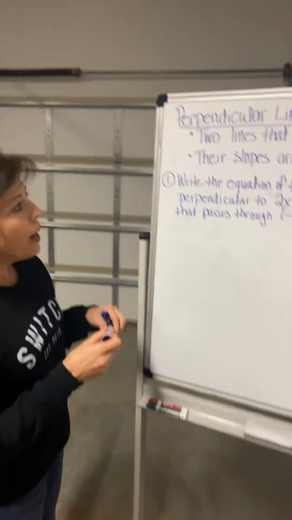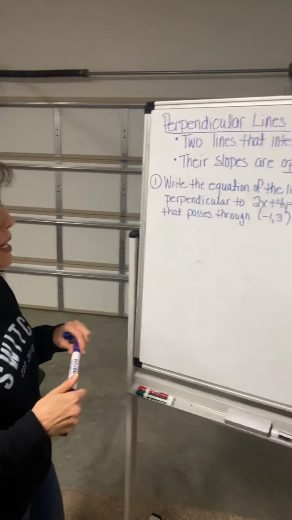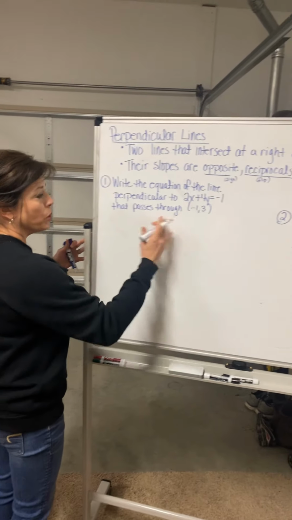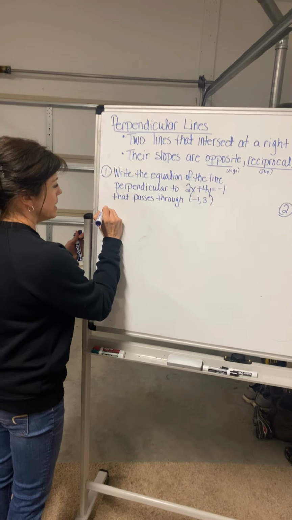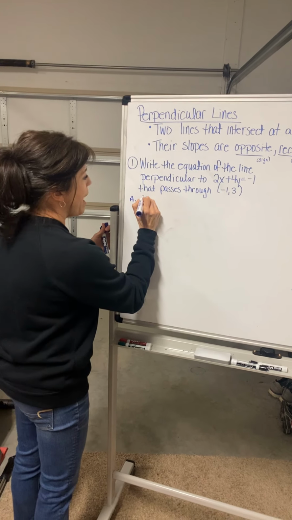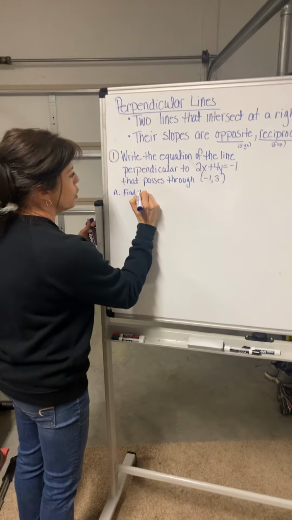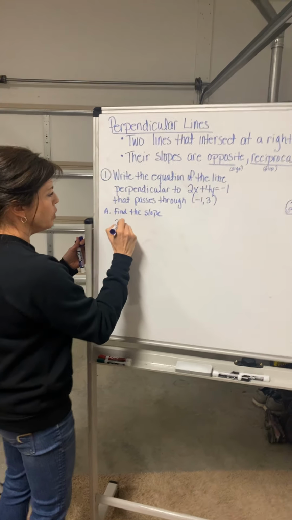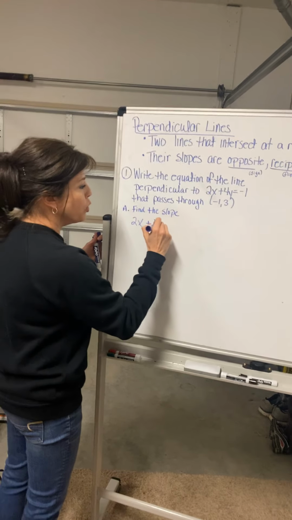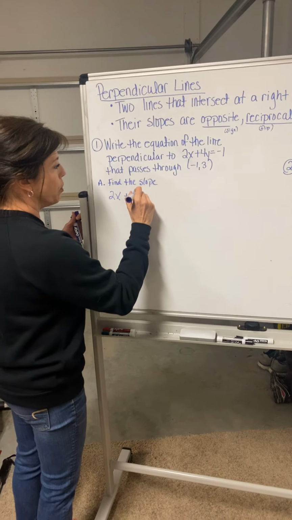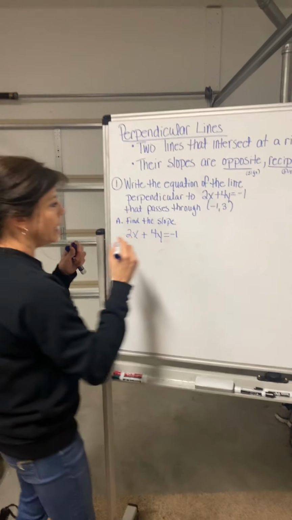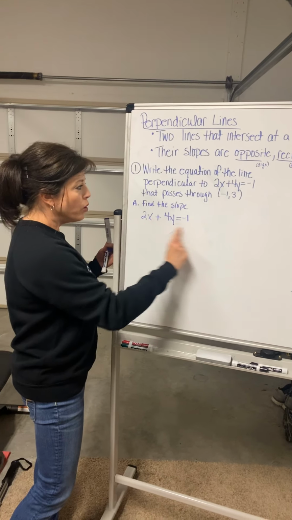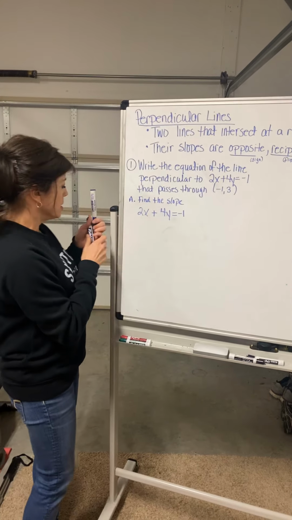It says, write the equation of the line perpendicular to 2x plus 4y equals -1 and passes through the point (-1, 3). So we're going to break this down into 3 steps. Step A, first we have to find the slope of this equation. Now, some of you were a little confused on the parallel assignment. You don't have to do this step in every single problem. If your equation is already in slope-intercept form, you don't have to do this step. But right now, I don't know what the slope of this is because it's not in slope-intercept form.